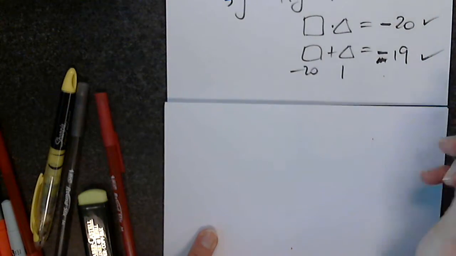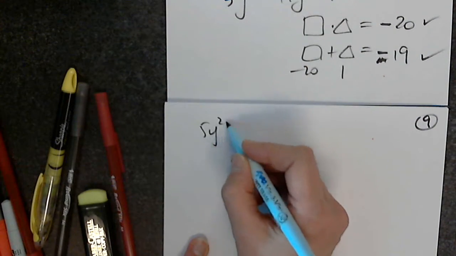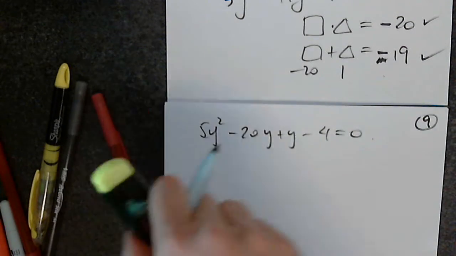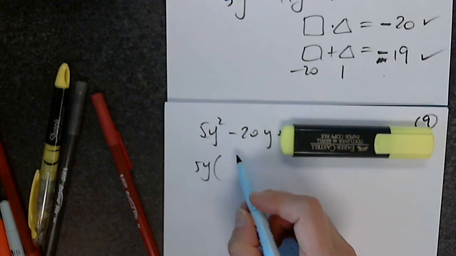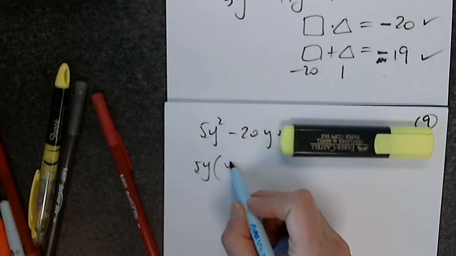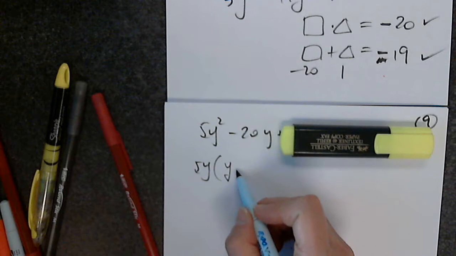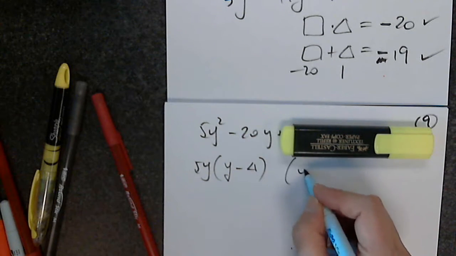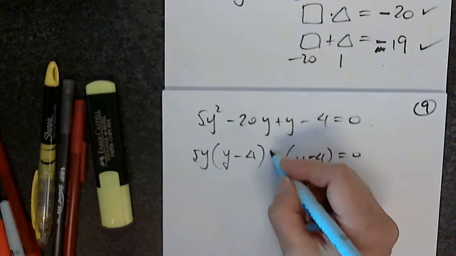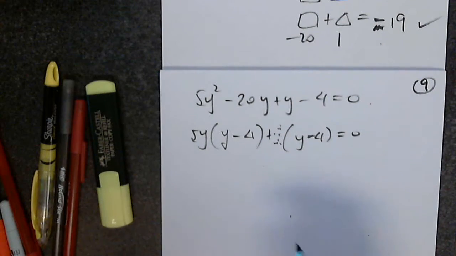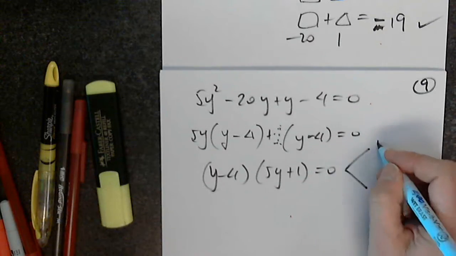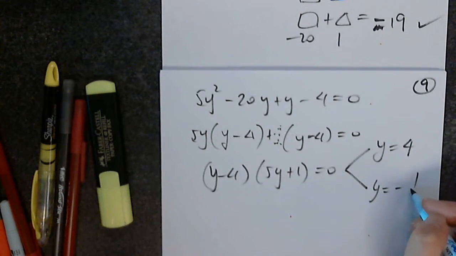So then, it's 5y plus 1 and y minus 4. All these y's, you get it all mixed up. So the common factor is y minus 4. So then we have 5y plus 1. And there are two options for y, 4 or negative 1/5.